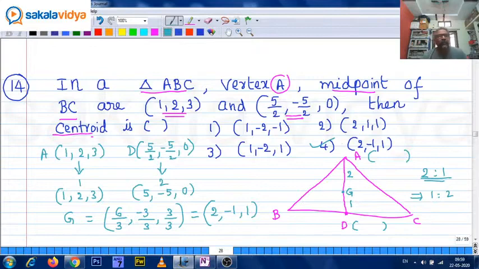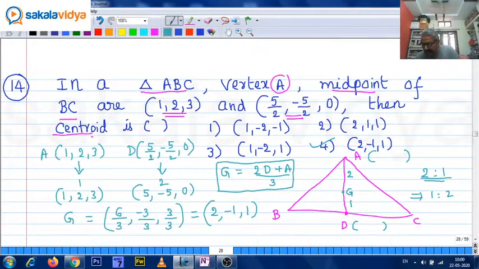So that means that only I have done here actually. Here G equals to, we can write like this, G equals to 2 times D midpoint plus A by 3. That's only I applied here. Right.